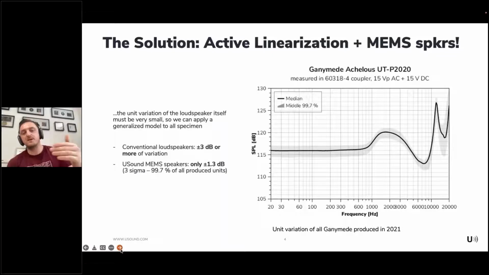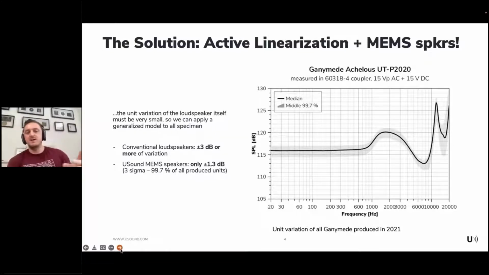We measure that single speaker, but ideally we want to apply this model to every speaker that we produce, or to every product that we produce that uses such a speaker. So it's imperative that the unit variation of the loudspeaker itself is as small as possible, meaning that every loudspeaker that is produced must perform as exactly or as precisely as possible to the specified value, because otherwise, if the nonlinearities don't look exactly like the specification, then with a generic model that compensates for those nonlinearities, we would actually introduce more distortion. So it's very intuitive.